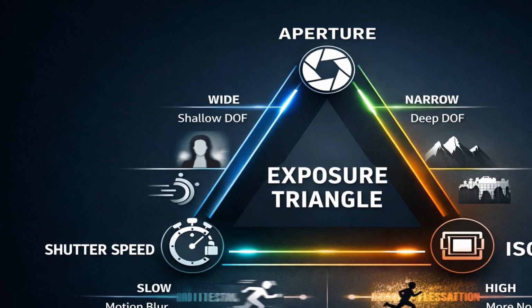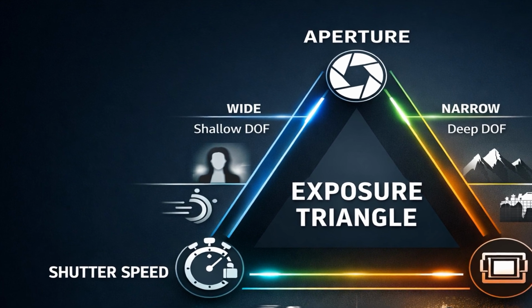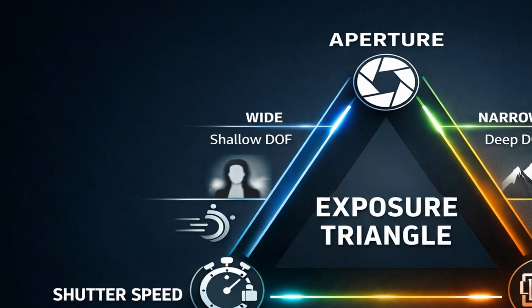Just remember, for slow shutter speeds, a tripod is your best friend to avoid camera shake. Fast shutter speed freezes motion. Slow shutter speed creates blur.